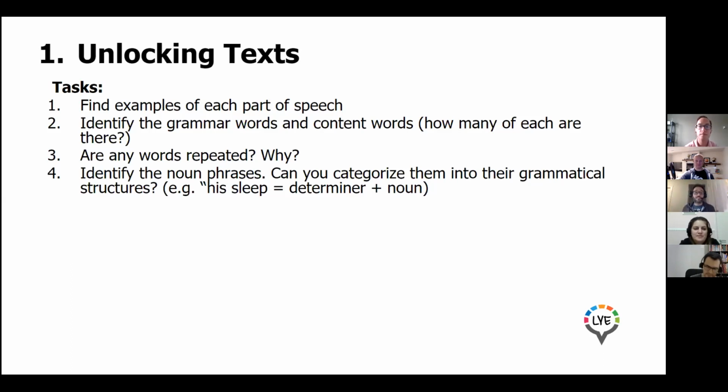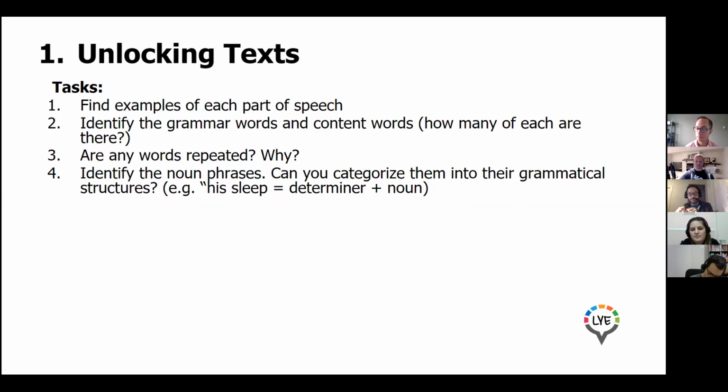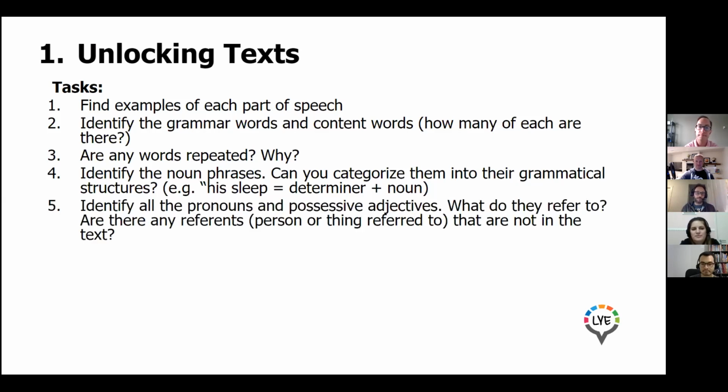Noun phrases. Identify noun phrases. And then ask them to categorize them, right? Is this determiner plus noun? Is this adjective plus noun? There are many different kinds. Noun phrases are by far the most difficult thing for learners to process. Identify all the pronouns. If you're teaching a lesson on pronouns, have your students find all the pronouns, all the possessive adjectives, and then ask them, what do they refer to? Are there any references? Do we have any exophoric, anaphoric, cataphoric, right?